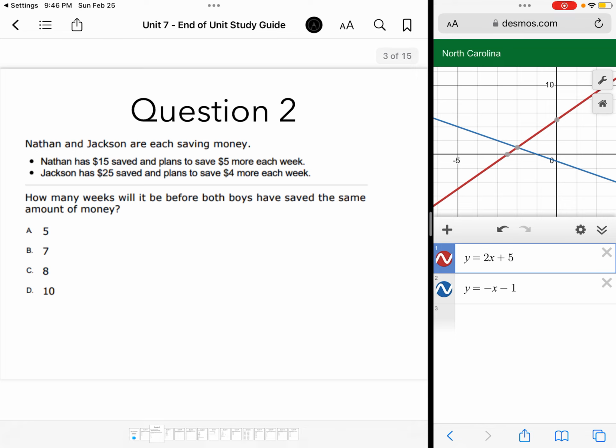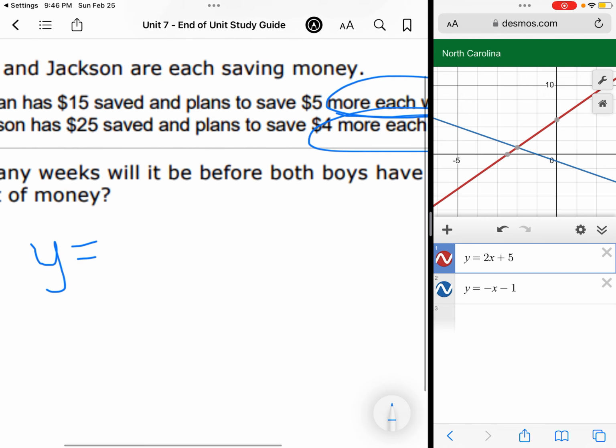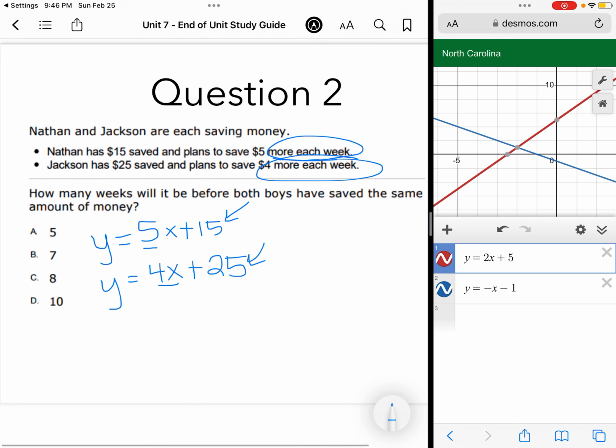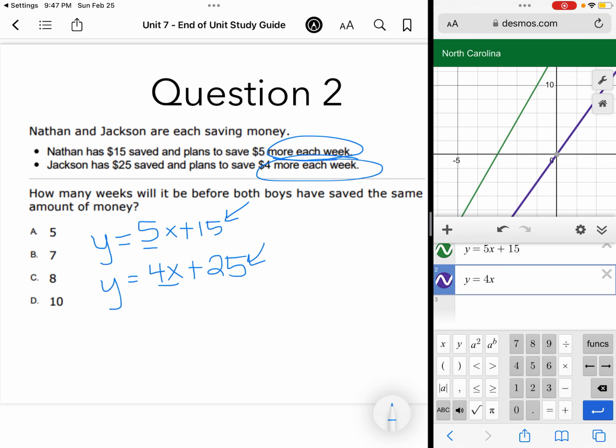All right. So I know that each week is where the slope is. So I've got y equals 5x plus 15. And then y equals 4x plus 25. This represents how much they've already got saved, and that represents how much they're saving each week. So I'm going to put it in my calculator. y equals 5x plus 15. y equals 4x plus 25.